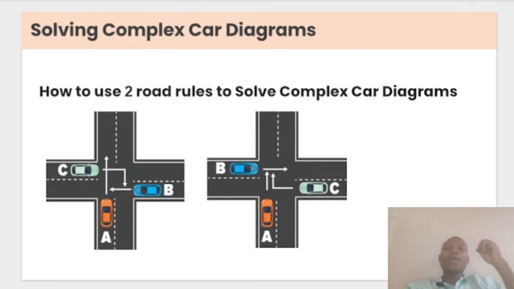Here I want us to properly look at this: how to use two road rules to solve a complex car diagram.